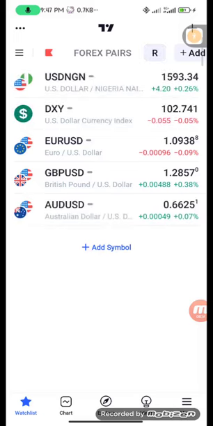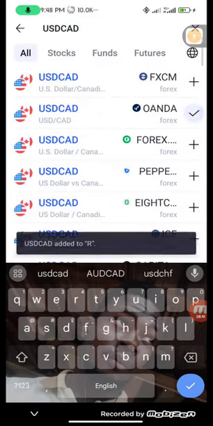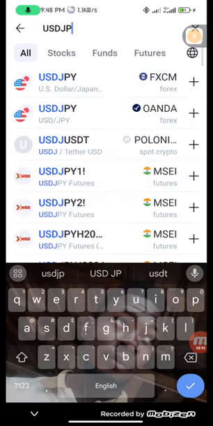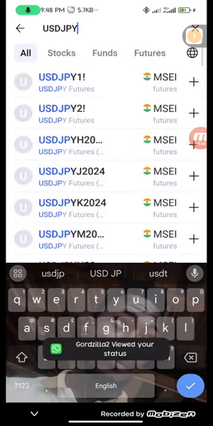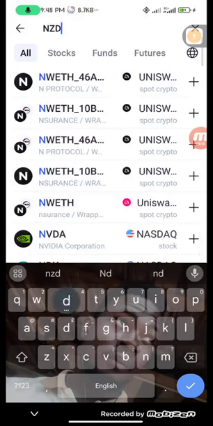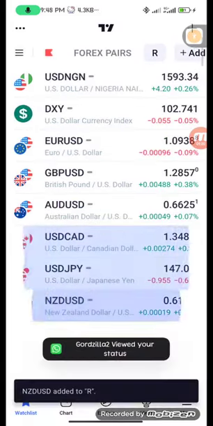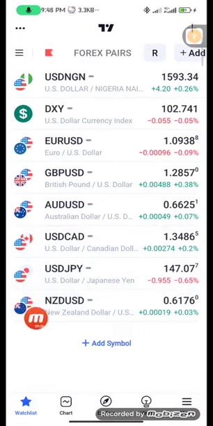Now, on the major currency pairs, we're talking about those currency pairs that have USD in them. They are the most traded currencies. I think there are actually 7 most traded major currency pairs right now. We have the Euro USD, the Pounds USD, AUD USD, USD CAD, USD JPY, and I think NZD USD. Alright, so these are the most traded currency pairs right now.